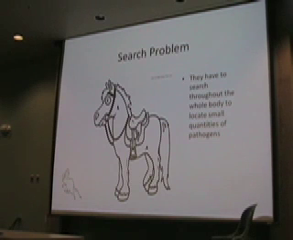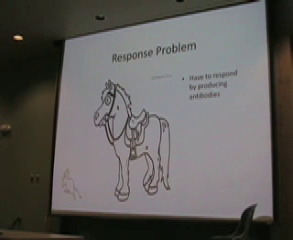So the search problem within this mouse and this horse, the natural immune system of a horse has to search throughout the physical space of this body, which is a much harder search problem. And then there's a response problem.